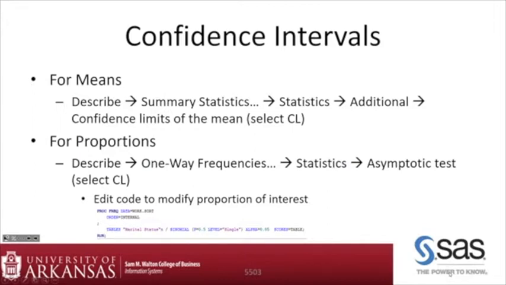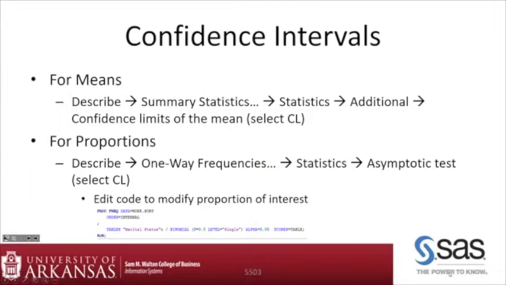For confidence intervals, to calculate our confidence intervals, describe summary statistics. In the statistics options, we click the additional, and there's a fun little checkbox for confidence limits. Once you're there, you have to select your confidence level that you're interested in. So basically, if I take an entire tutorial and get it into 2 lines, that's what it says.